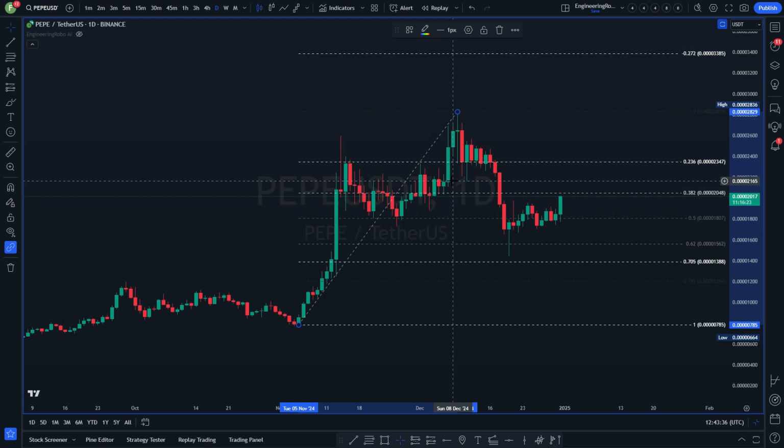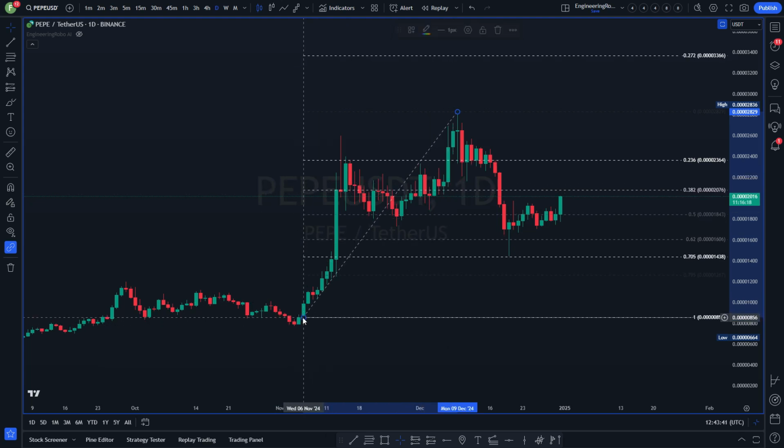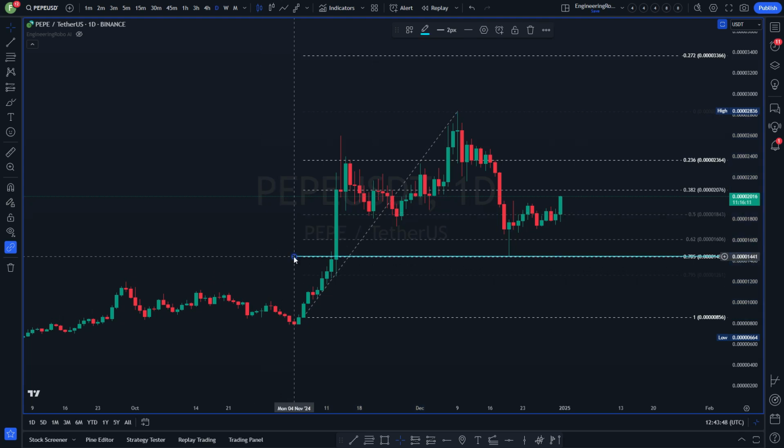Now, if I am looking to enter this coin into my portfolio, the key area that I'm interested in is this 70% retracement mark. We can see that we've had a tail from this candle, and this is where the last big impulse shot up, which is why I'm interested in this area.